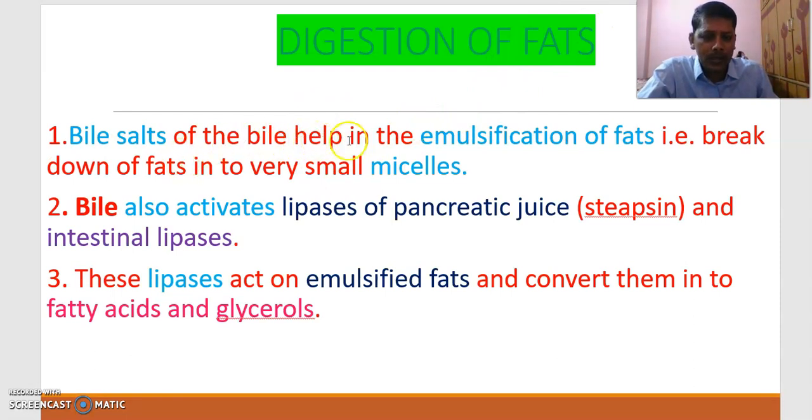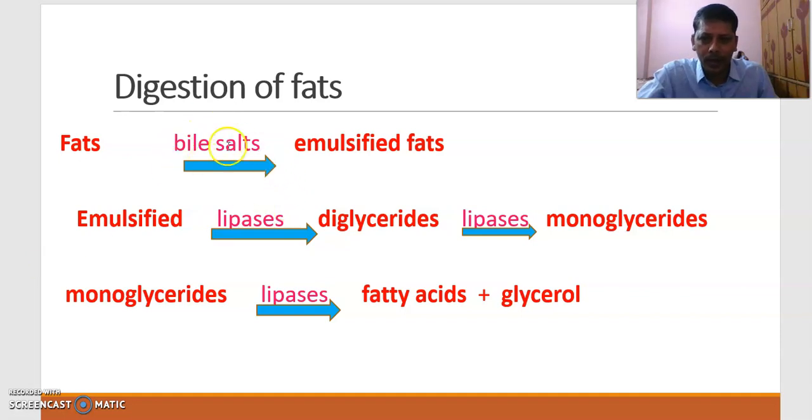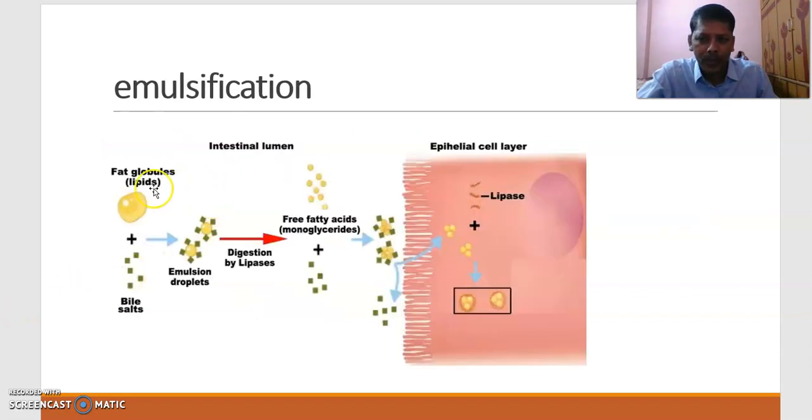Okay, bile salts of bile help in emulsification of fats. Earlier we learned the bile composition. Bile has bile salts like taurocholate and glycocholate. I will show you here the bile salts of bile acting on fats. Observe this slide. This is the fat, and these are the bile salts. They are acting on them. As a result, emulsified fats are formed.